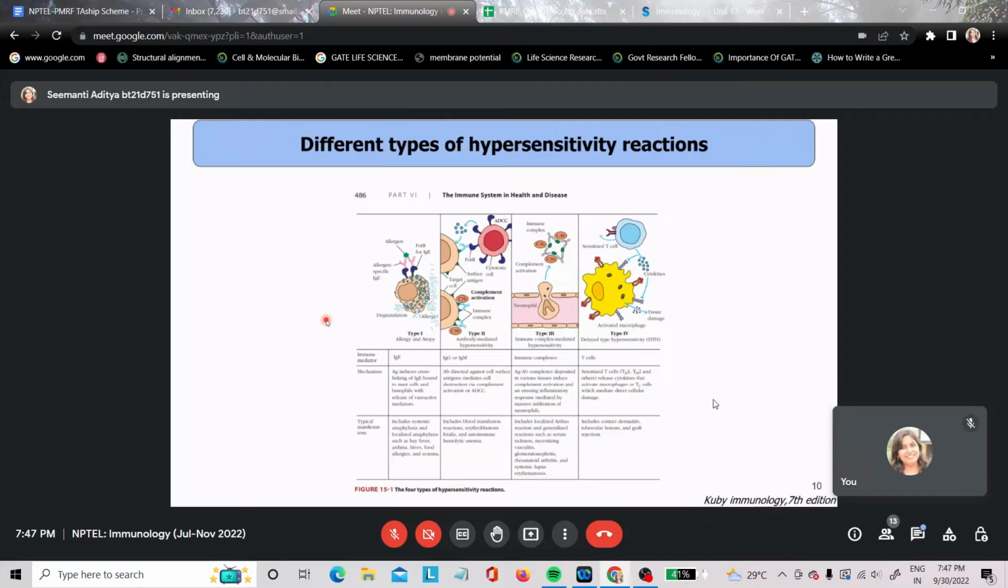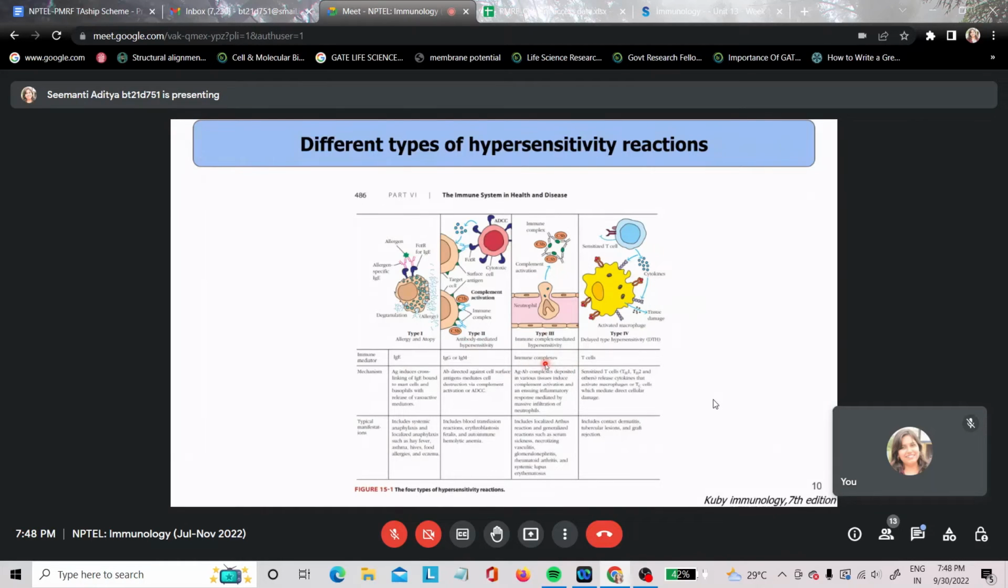So all of those reactions are associated with hypersensitivity reactions or allergic reactions. And those allergic reactions could be of four types, depending upon what is causing the reaction. Type 1 allergic reaction is mediated by IgE type of antibody. Type 2 is mediated by an IgG or IgM. It's an antibody mediated hypersensitivity. Type 3 is mediated by immune complexes.